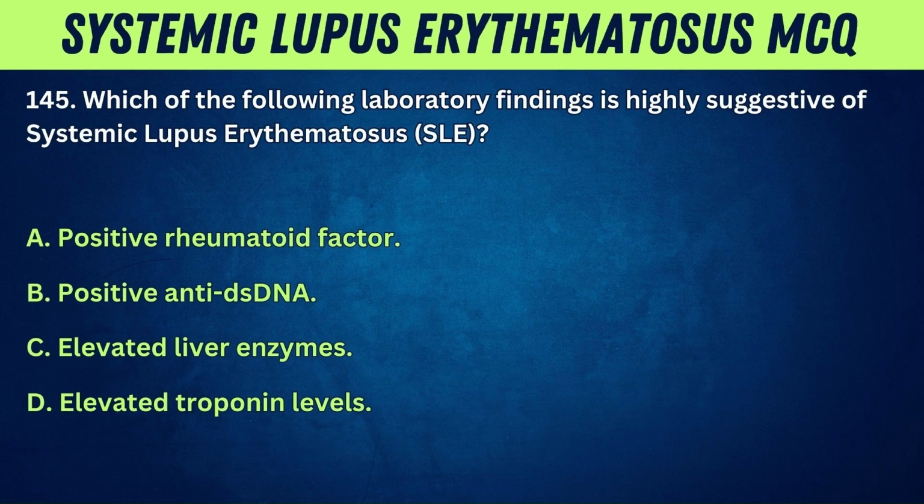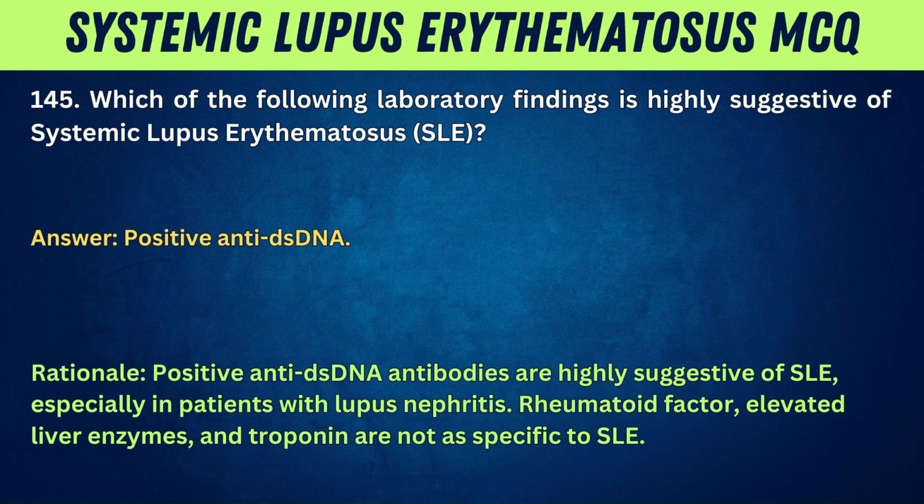145. Which of the following laboratory findings is highly suggestive of systemic lupus erythematosus, SLE? A. Positive rheumatoid factor. B. Positive anti-dsDNA. C. Elevated liver enzymes. D. Elevated troponin levels. Answer: positive anti-dsDNA. Rationale: positive anti-dsDNA antibodies are highly suggestive of SLE, especially in patients with lupus nephritis. Rheumatoid factor, elevated liver enzymes, and troponin are not as specific to SLE.